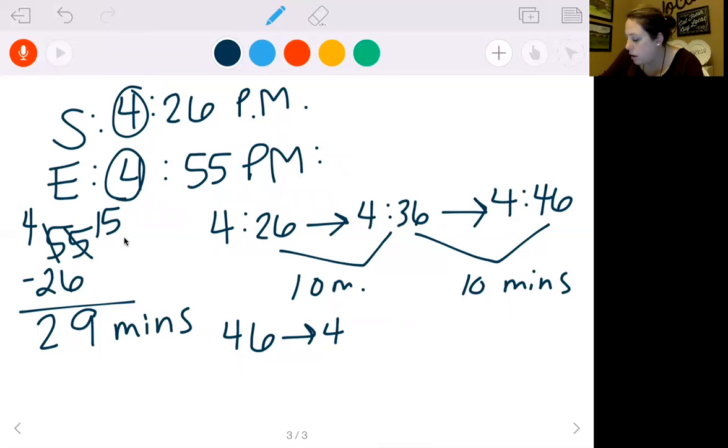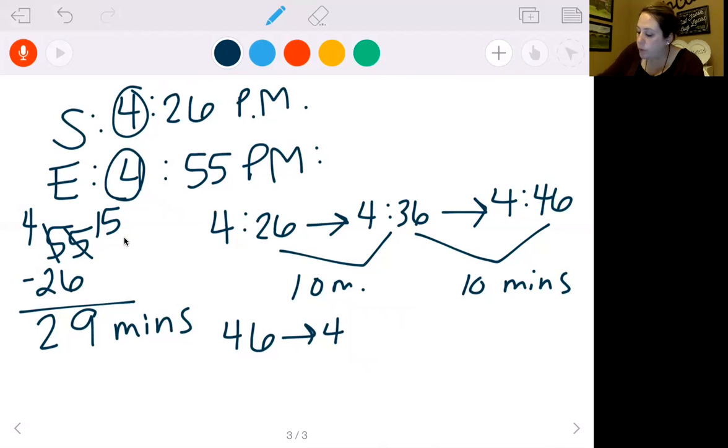4:48, 4:49, 4:50, 4:51, 4:52, 4:53, 4:54, and finally 4:55. So we have our 10 minutes and 10 minutes. That's 20 minutes. Now we're going to count up by 1 minute.